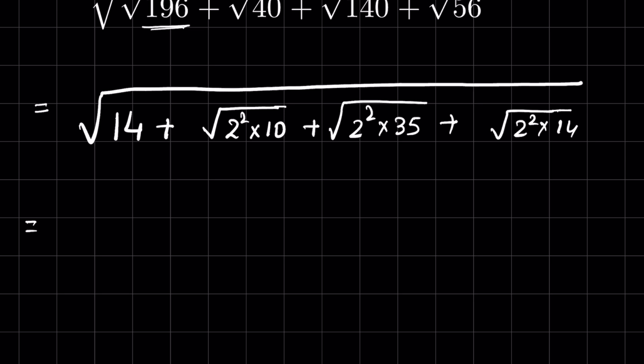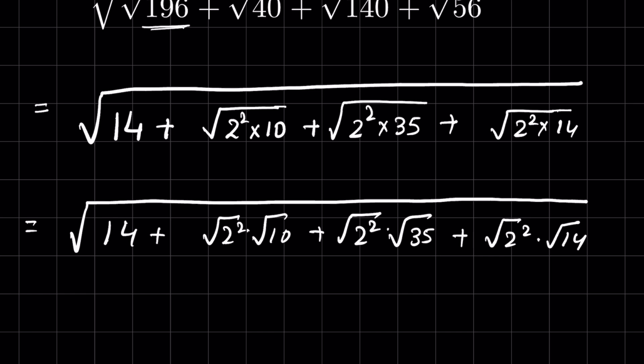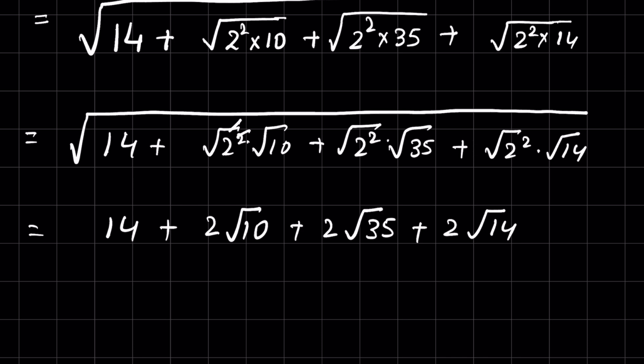Therefore, here we will write 14 plus square root of 2 square times square root of 10 plus square root of 2 square times square root of 35 plus square root of 2 square times square root of 14, under square root. We can remove the square root with this square. So this is 14 plus 2 times square root of 10 plus 2 times square root of 35 plus 2 times square root of 14 under square root.